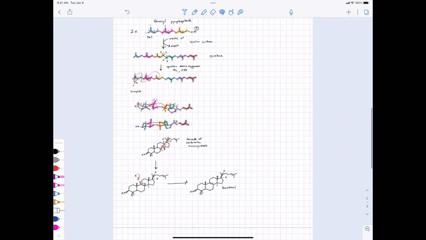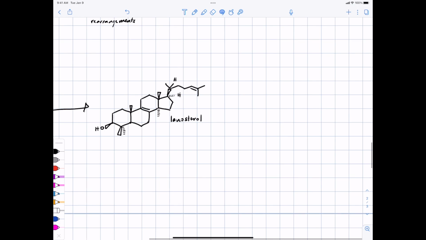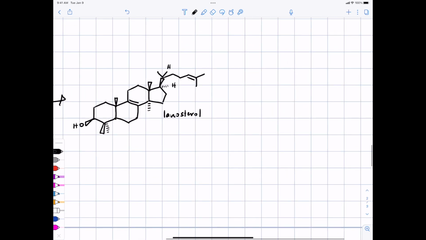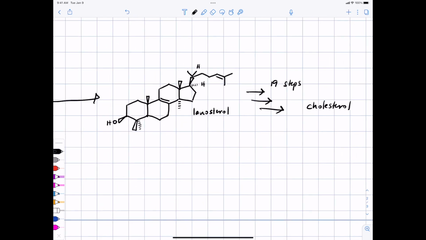But there is, from a simple linear precursor, a very complicated process, a very complicated molecule. We're not even close yet to cholesterol. There are 19 more steps, which we're not going to do, before you get to cholesterol.